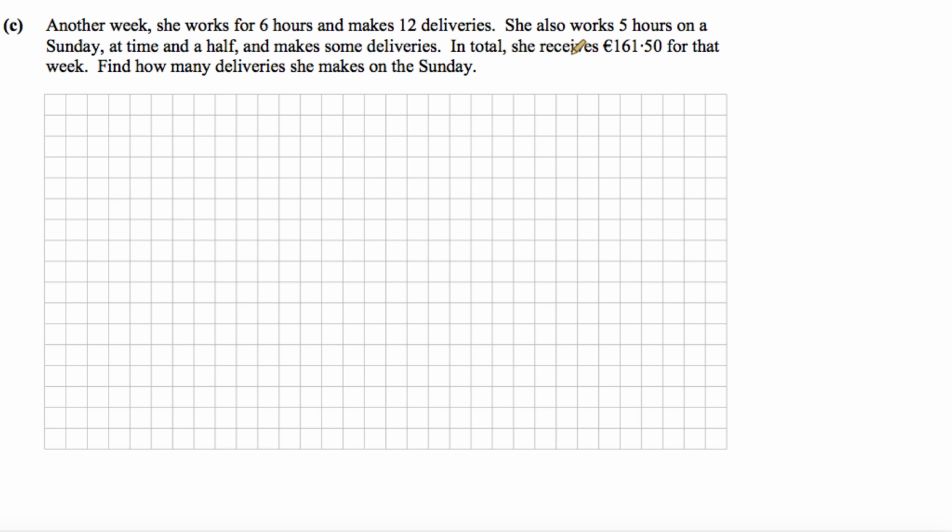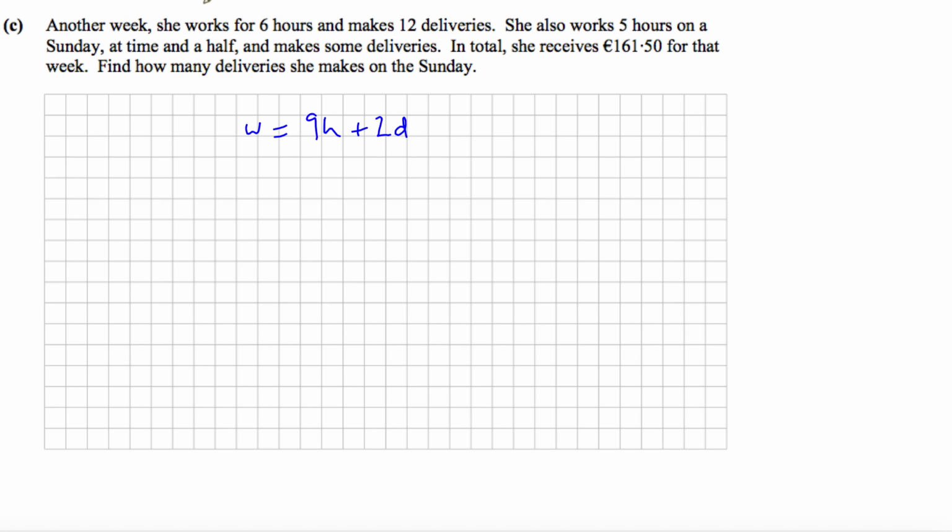Okay, part C, another week she works for 6 hours and makes 12 deliveries. She also works 5 hours on a Sunday at time and a half and makes some deliveries. In total she receives €161.50 for that week. Find out how many deliveries she makes on the Sunday. Okay, so the first thing I'm going to do is write down the formula that we just established. The wage is 9H plus 2D.